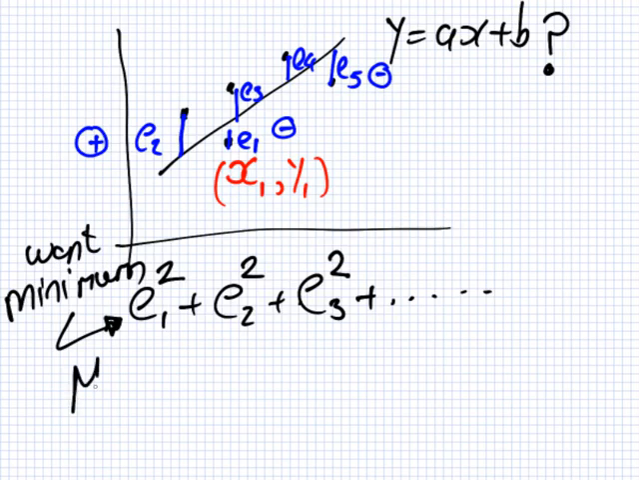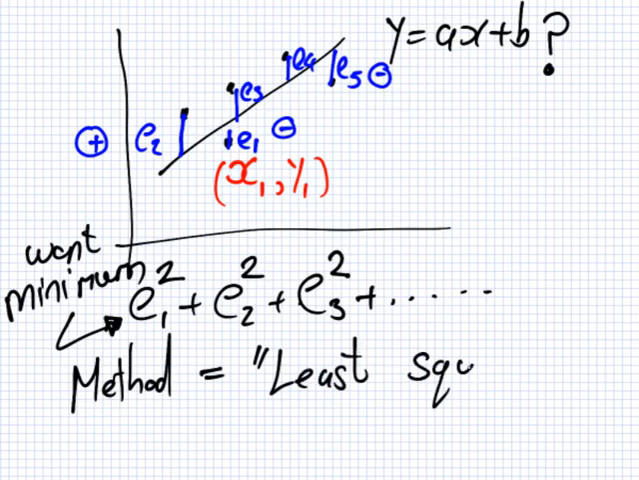And this method is called the least square method. You want the smallest squares in total.